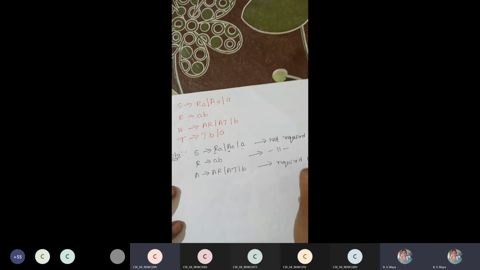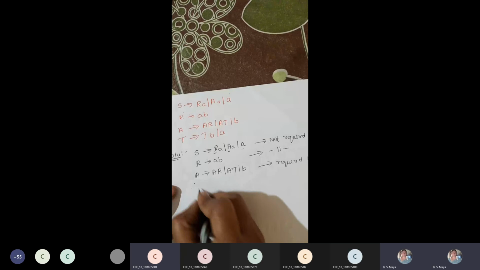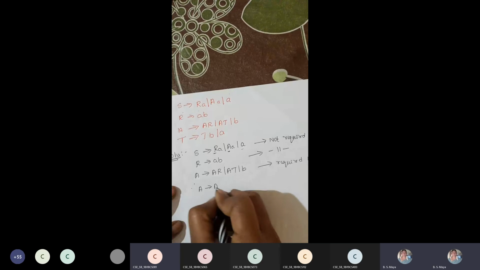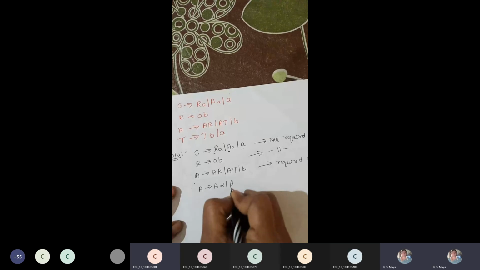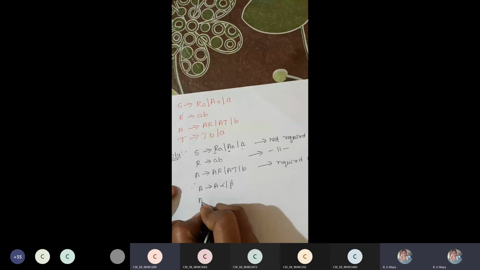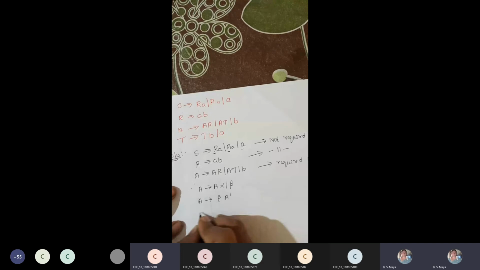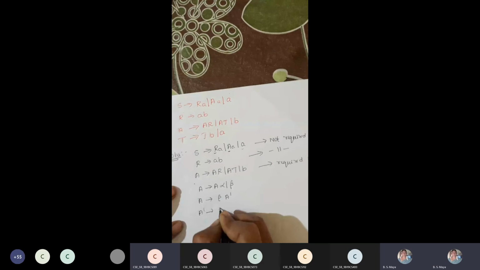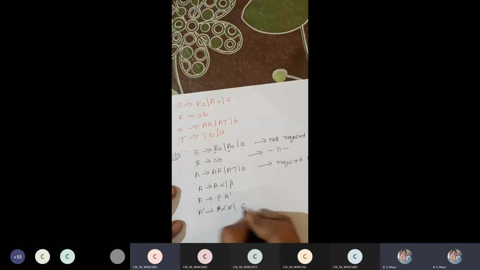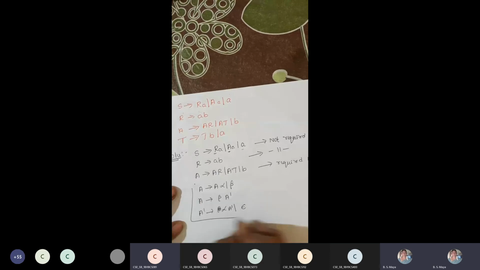Required left recursion is of the form A derives A alpha or beta. Then it will be replaced with A derives beta A dash, and A dash derives alpha A dash or epsilon. You have to write down using this formula.